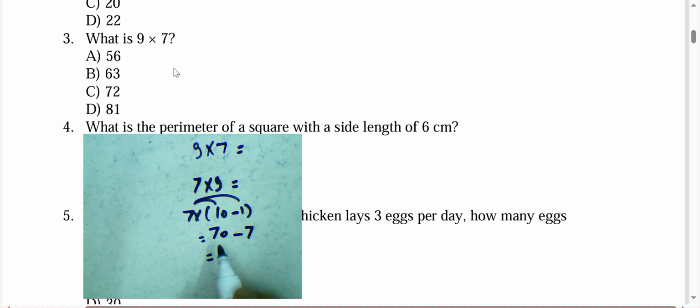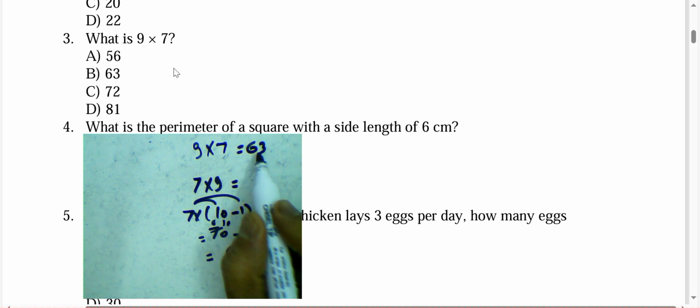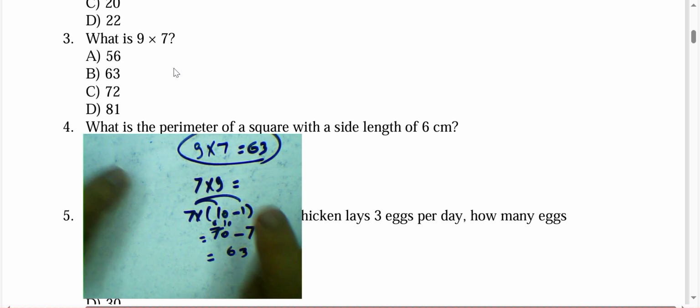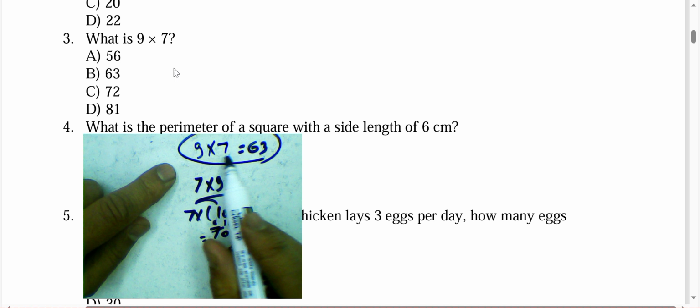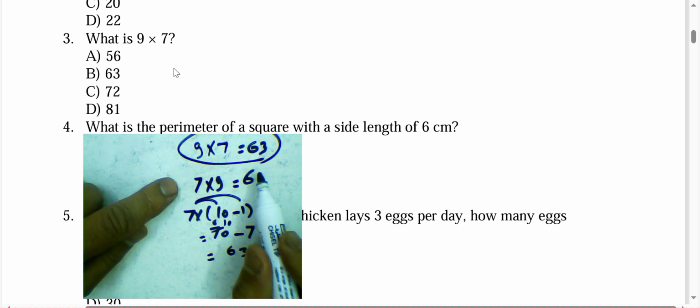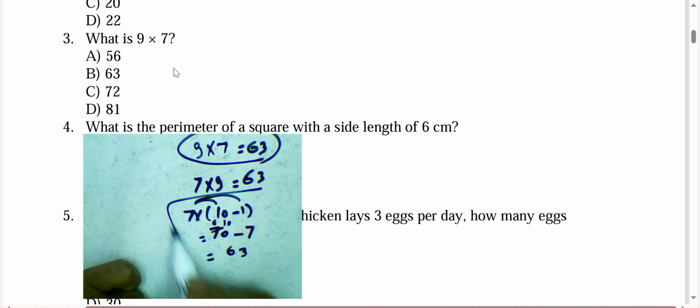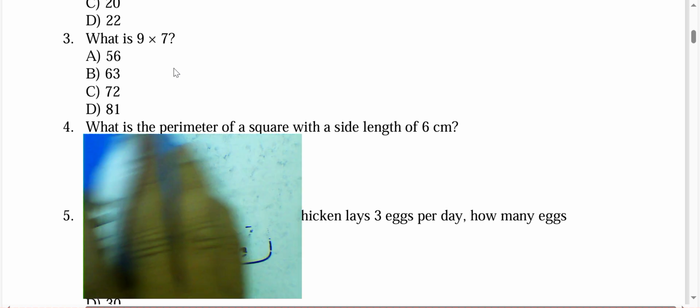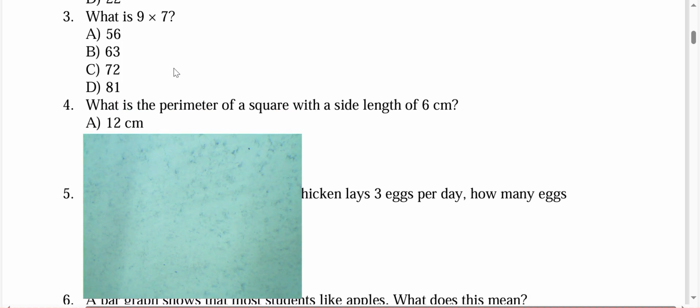0 minus 7 we can't do, so borrow 1. It will be 10 minus 7 equals 3 and write 6. The result will be 63. Or you must know the table. 7 times 9 equals 9 times 7 equals 63. Or you can use this method to find the result. Okay? Next question.